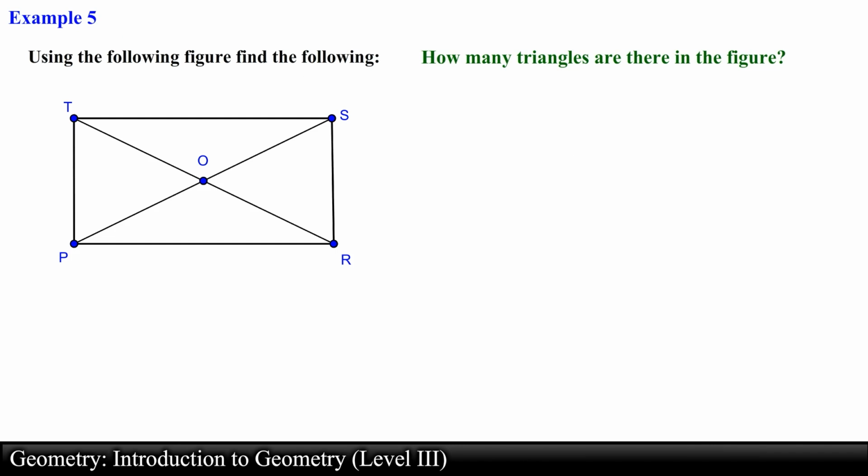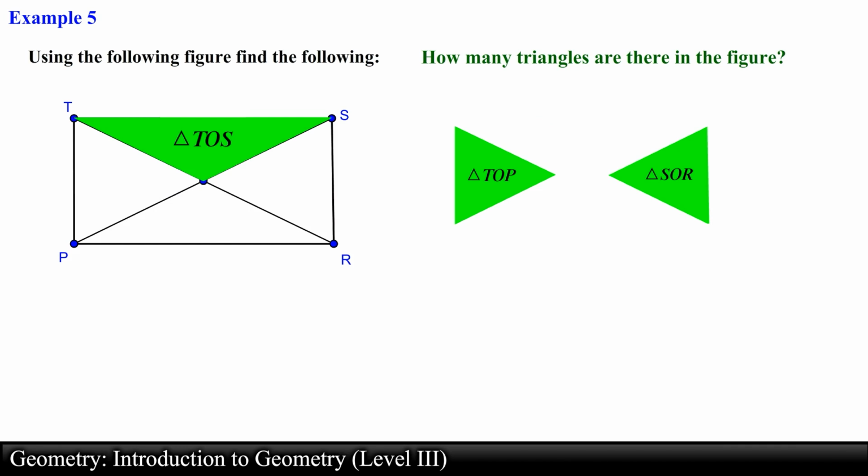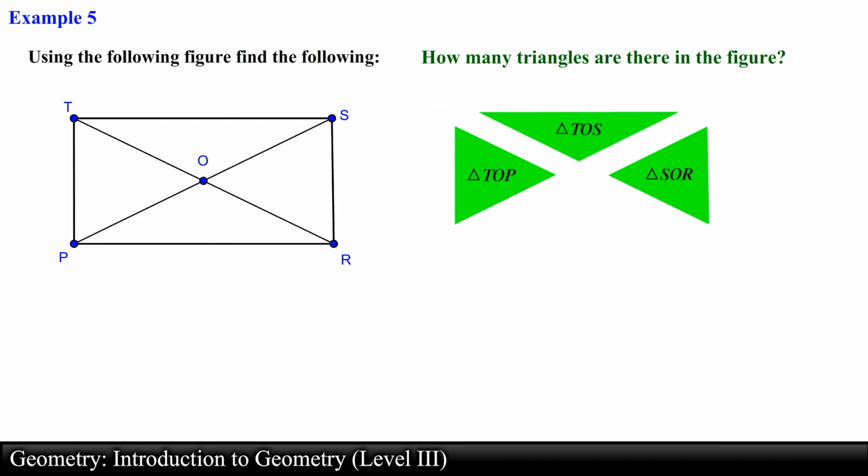How many triangles are there in the figure? At first glance, it seems that there are 4 triangles in the figure. They include the triangle on the left, which can be named as triangle TOP, the triangle on the right, which can be named as triangle SOR, the triangle on the top, which can be named as triangle TOS, and the triangle on the bottom, which can be named as triangle POR.